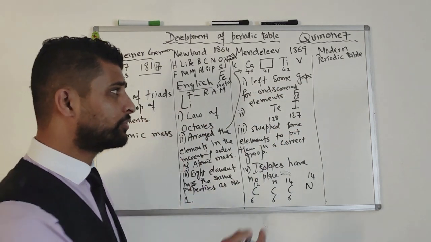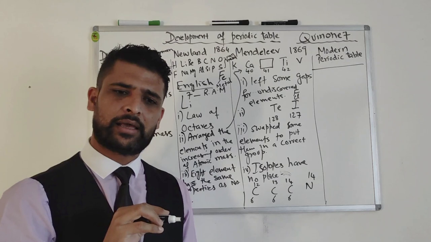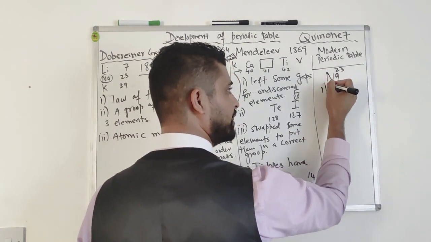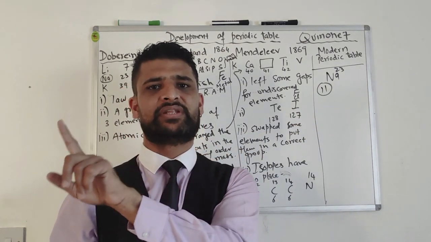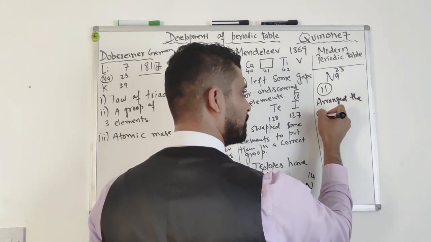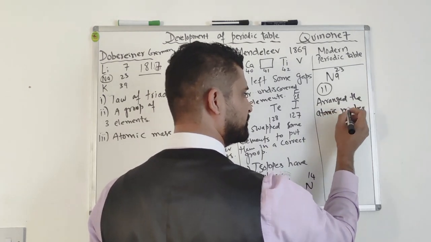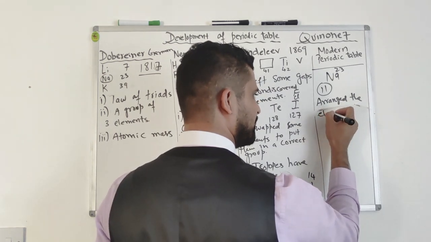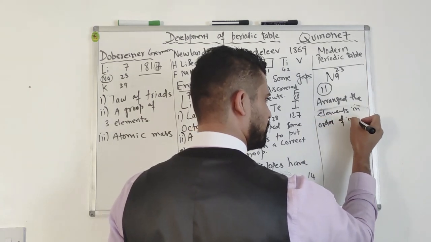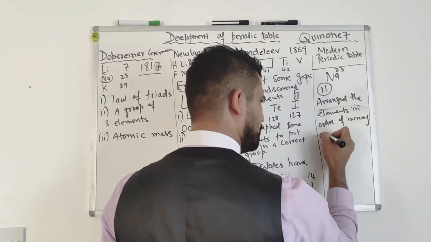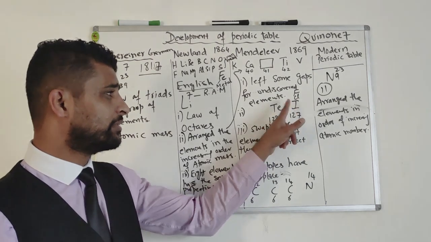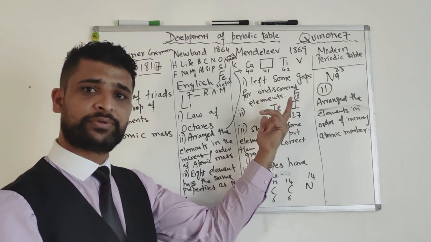What happened is, the modern periodic table came up with this, and they said we will arrange the periodic table in terms of increasing atomic number, the small number. Like I said, sodium has two numbers. So they said, whoever has 1, 2, 3, 4, 5, 6, 7, 8, 9, we will arrange accordingly. So they arranged the elements in order of increasing atomic number, and that has solved the problem of iodine and tellurium. It automatically swapped, and that is the problem solved.